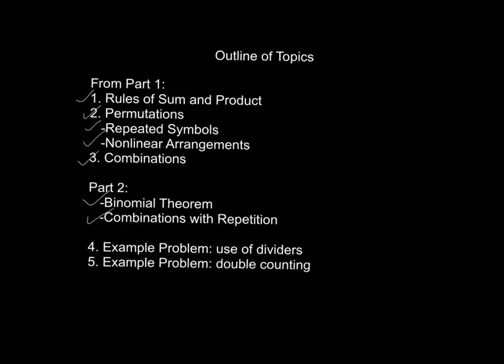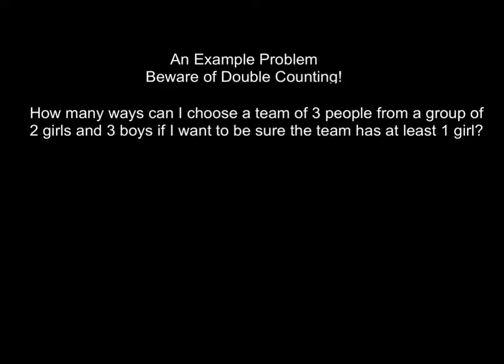So now we've looked at use of dividers, and also we've looked at use of cases. So our last topic will be the dangers of double counting. So our example problem for double counting is, how many ways can I choose a team of 3 people from a group of 2 girls and 3 boys if I want to be sure the team has at least 1 girl?